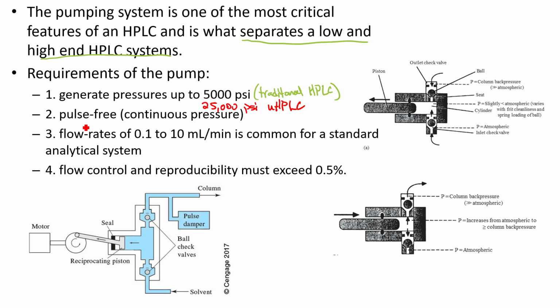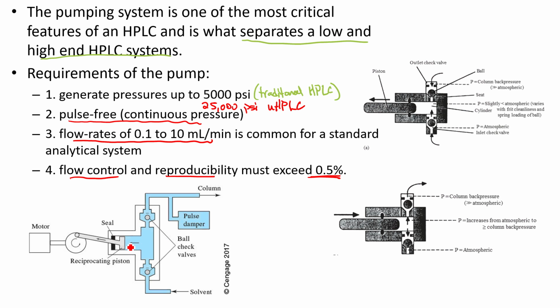We want it to be pulse-free, so we want the pressure to be absolutely continuous. We want flow rates to be adjustable somewhere, and again, traditional HPLC, 1/10 of a mil up to maximum of 10 mils a minute. And we want to be able to reproduce the flow that we're doing at least at 0.5%. So the way that these work is something that looks like a syringe pump.